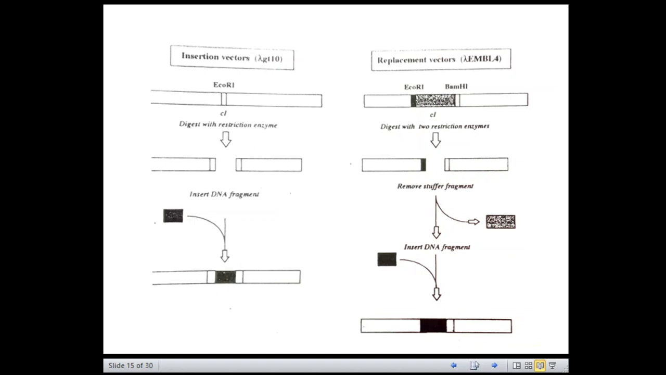If you look at the features, lambda insertion vectors accept less DNA than the replacement vectors, since the foreign DNA is simply inserted into the region of the phage genome with appropriate restriction sites, and a simple example is lambda GT10.